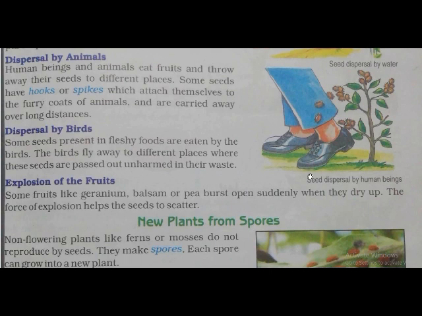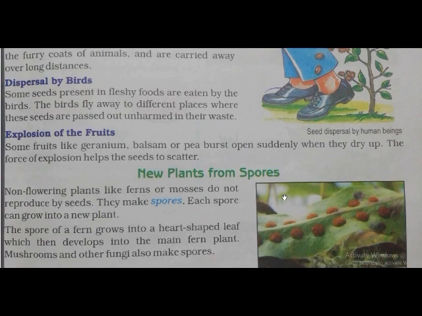Now explosion of the fruits. Some fruits like geranium, balsam or pea burst open suddenly when they dry up. The force of explosion helps the seed to scatter. Now some plants or some fruits are there. What happens? When the seed dries up, the fruit gets burst open, and then with the help of some force, the seed goes far away, and then the new plant grows at a far distance.